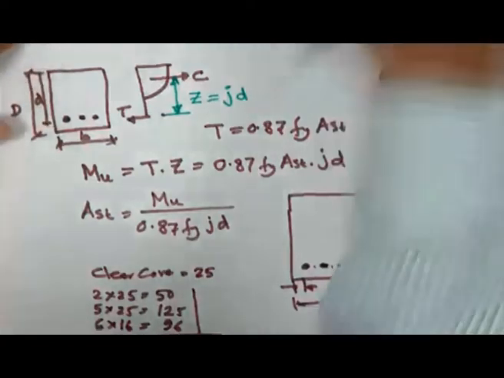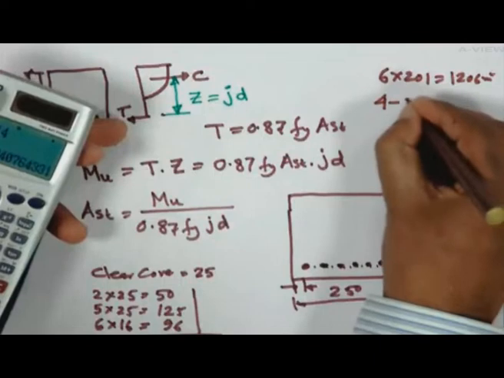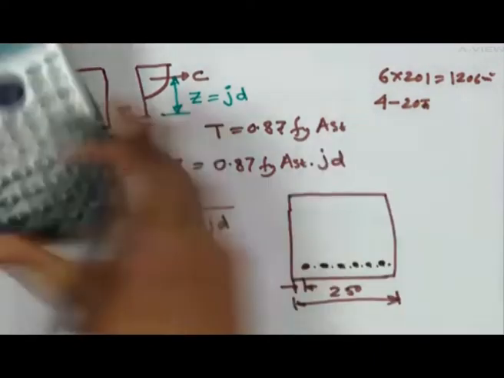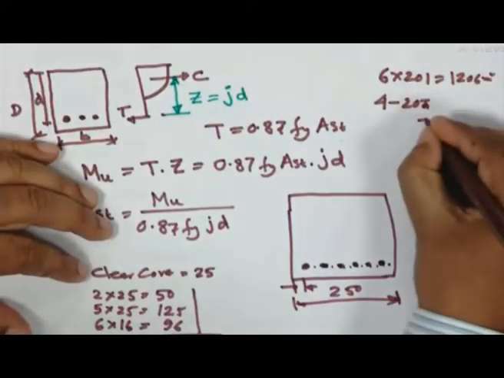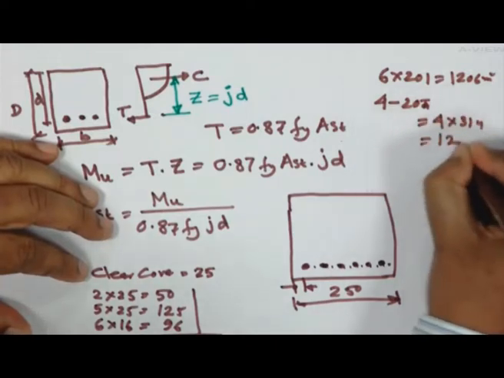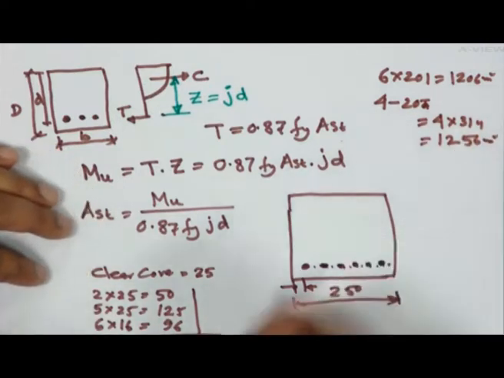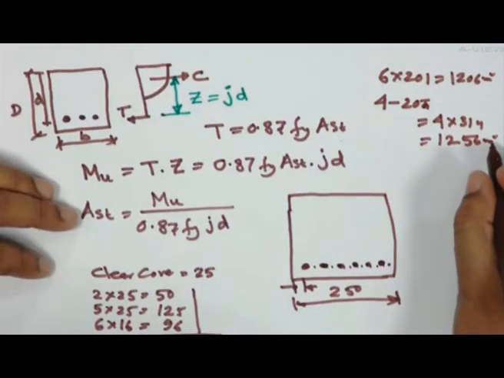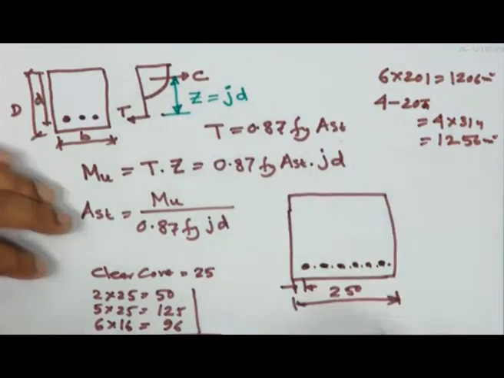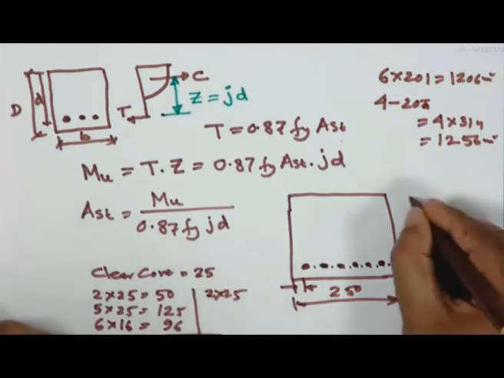And I can provide 4 bars of 20. If I provide 420, it will come to 4 into 314, which is 1256, a little more. Anyway, it's all right. We are getting 1256 square millimeter here. So in that case, what will happen? Then I am getting 2 into 25, no problem. Then my gap will be here, how much?